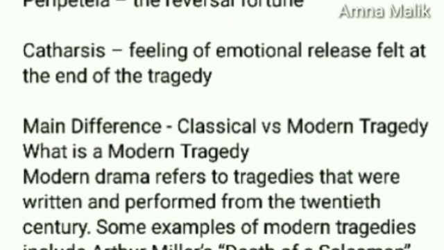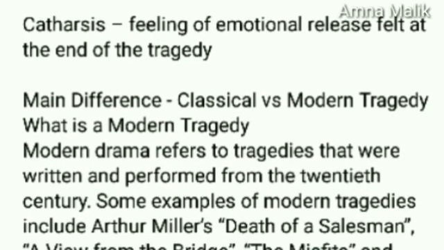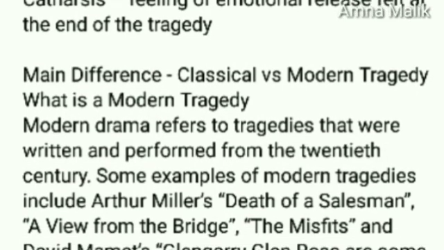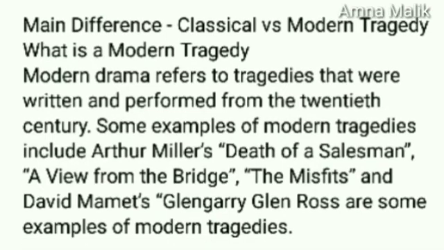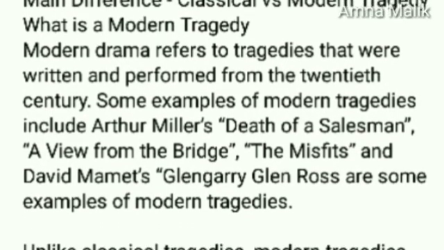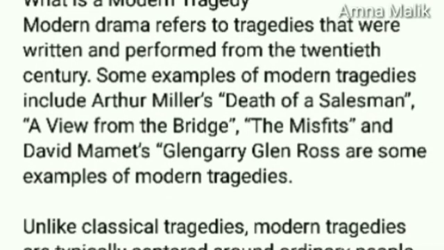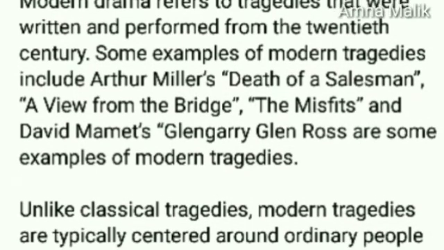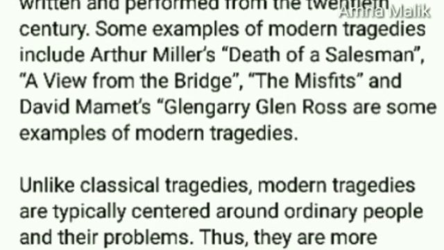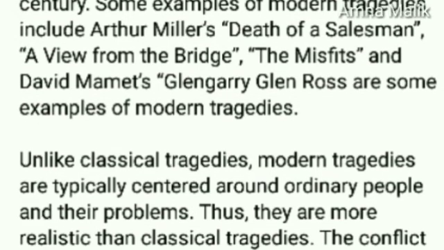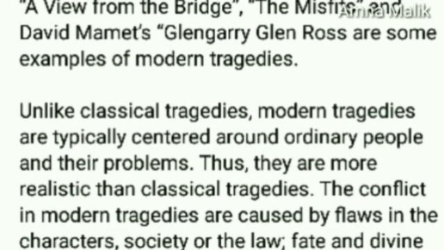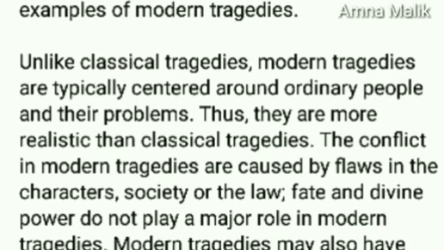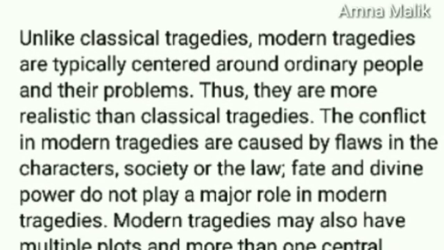Main difference between classical and modern tragedy. Okay, what is modern tragedy? Modern tragedy refers to the tragedies that were written and performed from the 20th century. Some examples of modern tragedy include Arthur Miller's Death of a Salesman, A View from the Bridge, The Misfit, and David Mamet's Glengarry Glen Ross. Unlike classical tragedies, modern tragedies are typically centered around ordinary people and their problems. Thus, they are more realistic than classical tragedies.